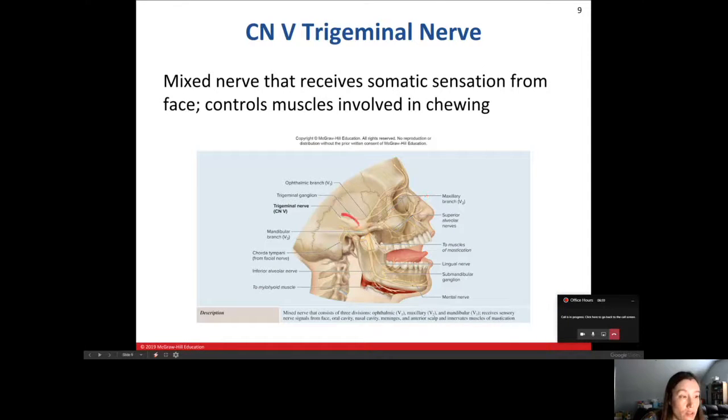Trigeminal, this is a big one. So it's cranial nerve 5, as you can see here, and it's got this really big ganglion, and then it spreads all over. And so this one is going to be a mixed nerve. So it has both motor and sensory functions.